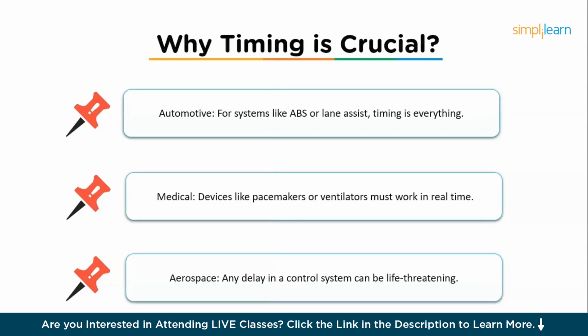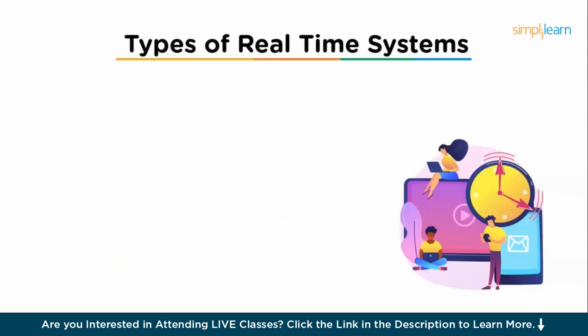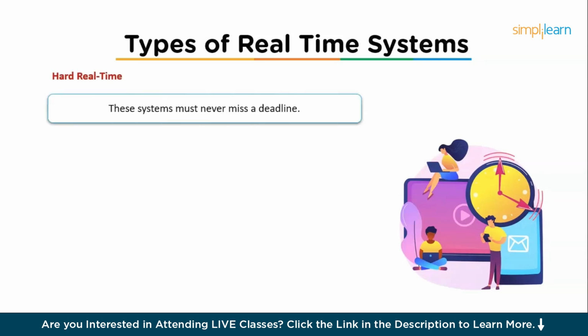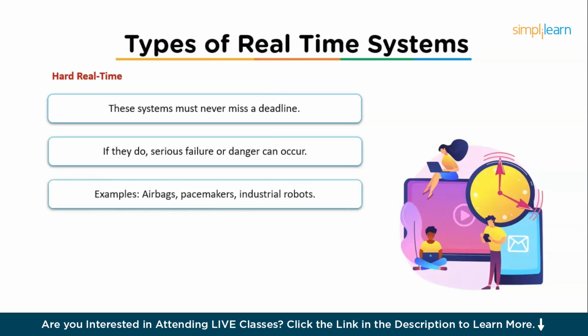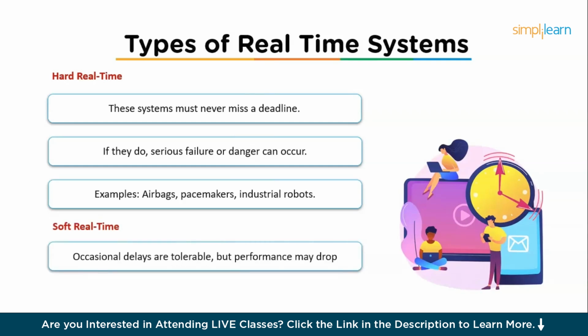Then we have types of real-time systems. There are basically two types of real-time systems. The first one is hard real-time. Under this, these systems must never miss a deadline, otherwise serious failure or danger can occur. For example, airbags, pacemakers, industrial robots. The second one is soft real-time. Occasional delays are tolerable, but performance may drop. Examples are video streaming, voice recognition. In soft real-time systems, a short delay is okay. In hard real-time, there is no room for error.